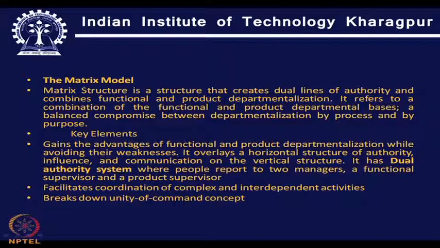So, the key elements of this are: it gains the advantage of functional and product departmentalization while avoiding their weaknesses. It overlays a horizontal structure of authority, influence and communication on the vertical structure. So, it has a dual authority system where people report to two managers, a functional supervisor and a product supervisor, which facilitates coordination of complex and interdepartment activities, and breaks down the unity of command concept.